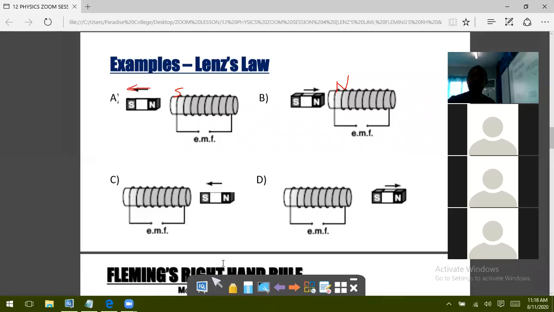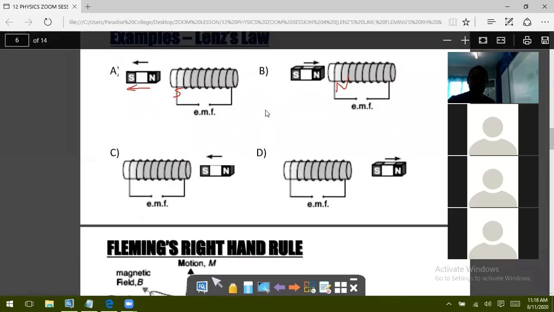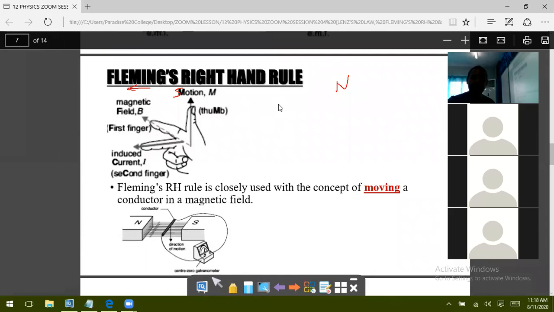All about Lenz's law. Now let's move down to Fleming's right-hand rule.